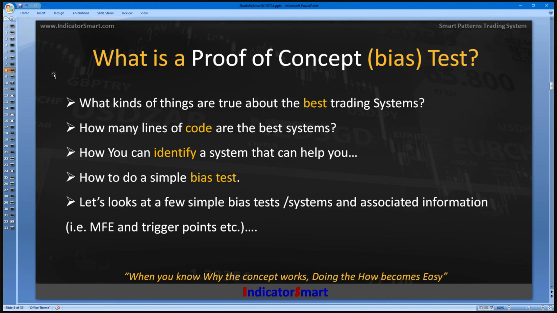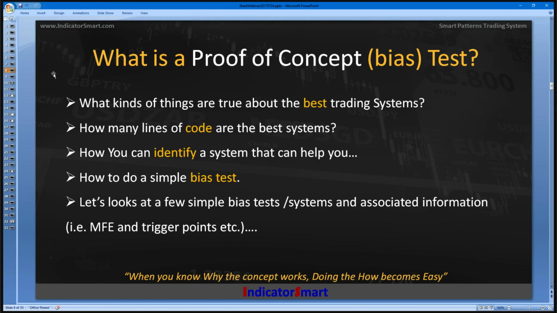So what's a proof of concept or a bias test? Well, basically you have a general idea. And so the most basic idea we're going to look at in just a minute. But I want to ask these kinds of questions. What kinds of things are true about the best trading systems? Well, we just talked about that a little bit already. We want our trading system to be made out of components of things that each stand on their own. And we want them to be really simple.